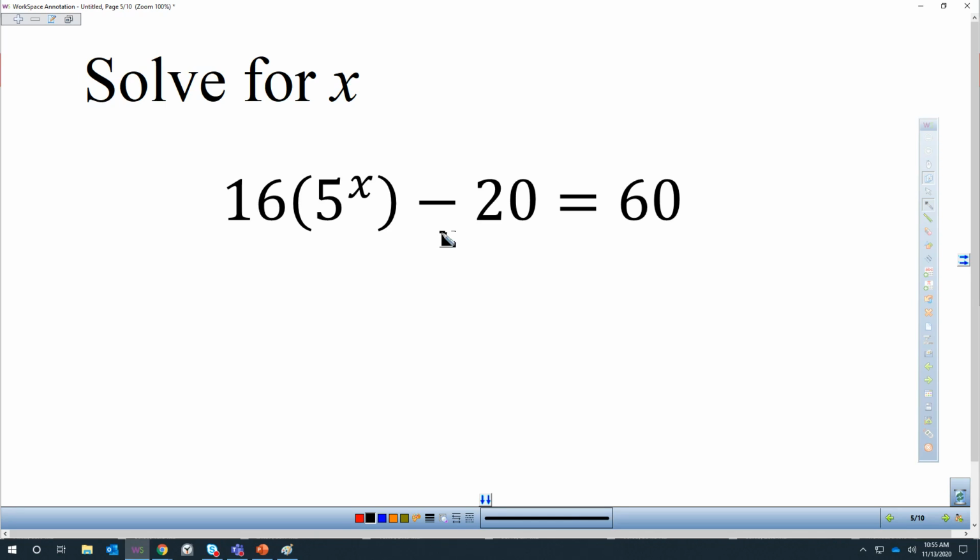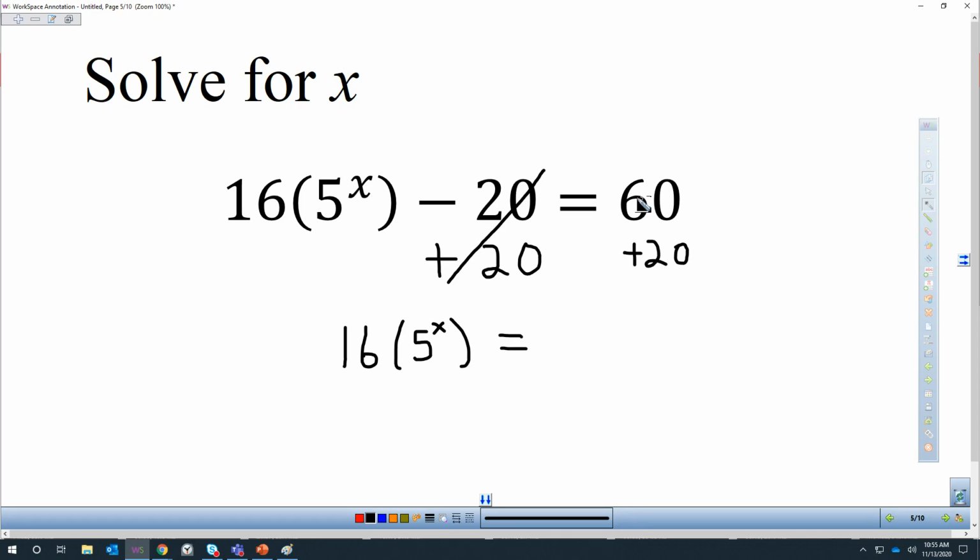Okay, so add and subtract is the last thing we do when we're calculating something. It's the first thing we need to undo when we're going backwards. So we're going to undo this subtract 20 by adding 20 to both sides. Okay, so that's going to undo that. And we'll get 16 times 5 to the x is equal to 60 plus 20 is 80. Okay, and now that I've done that, I can successfully get rid of this times 16 by dividing both sides by 16.